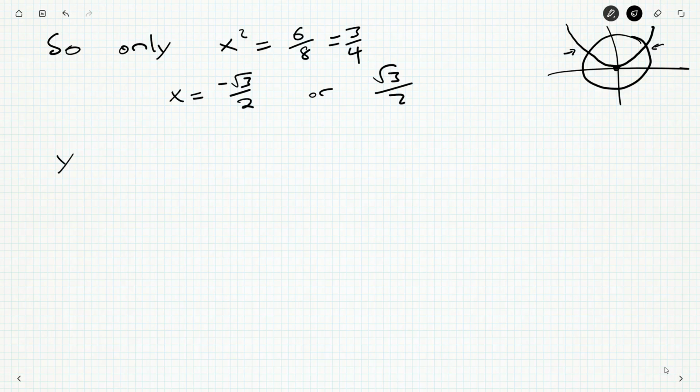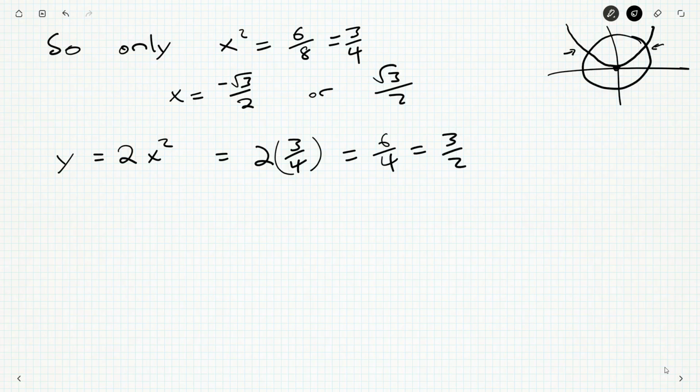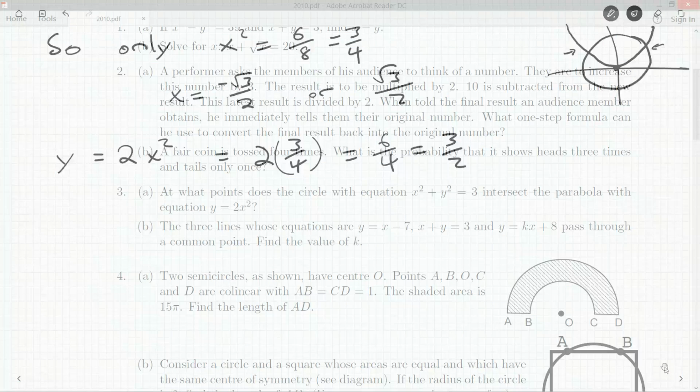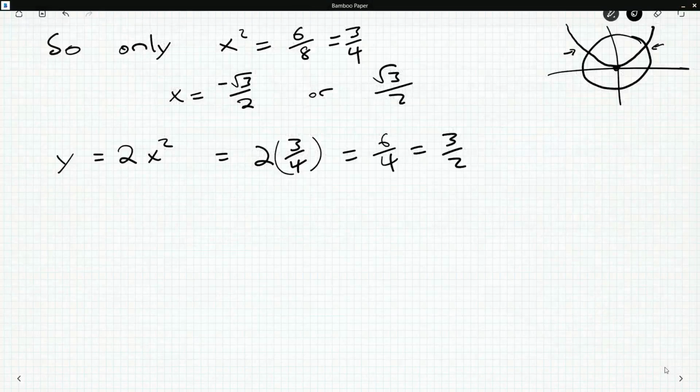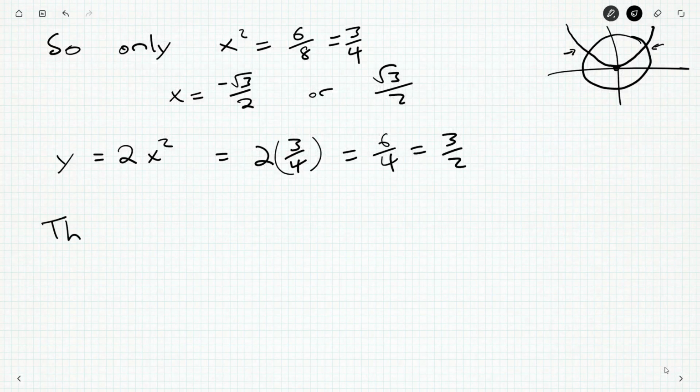But now we need our y values. Well, y is 2x squared. And I already know what x squared is, so it's going to be 2 times 3/4, or 6/4, or 3/2. And we could double check that y squared plus x squared is in fact 3. We don't need to, but we could check that. 9 over 4 plus 3 over 4 is going to be 12 over 4, which is 3. But the point is, we just wanted the points. So we got our x and our y. We just have to write it up.